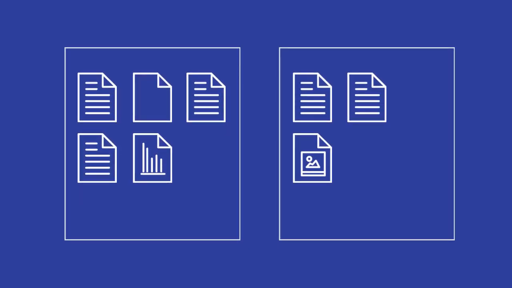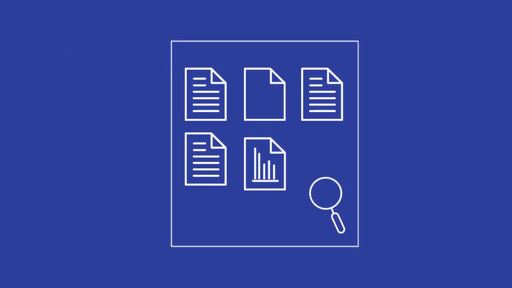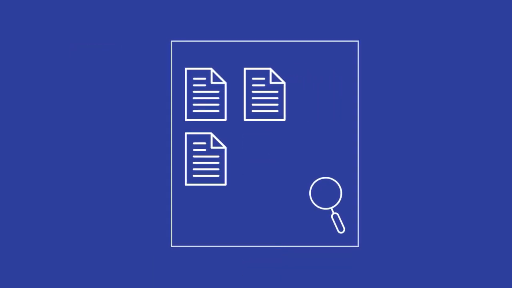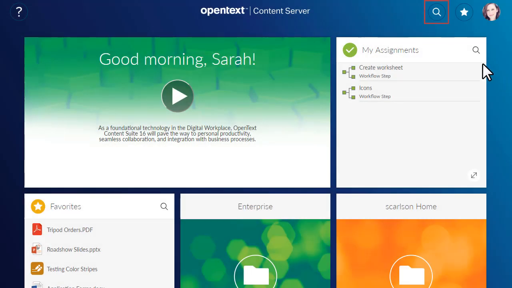You can search effectively in OpenText Content Server Smart View by choosing where to search and by refining, filtering, and sorting the results. To begin, click Search and enter your search term.